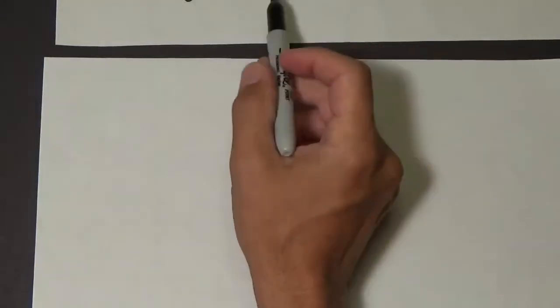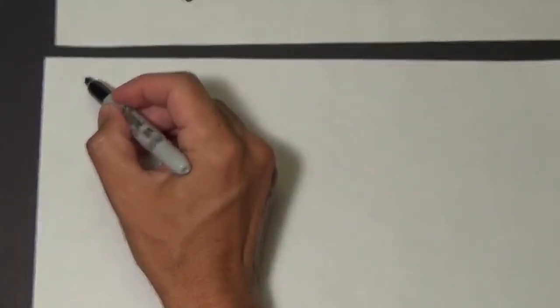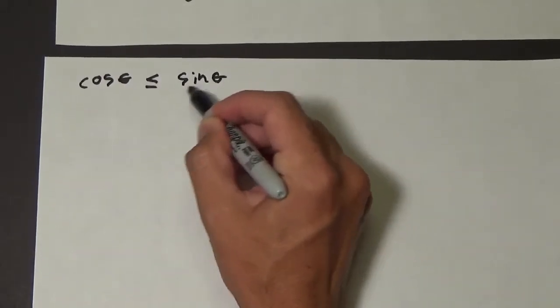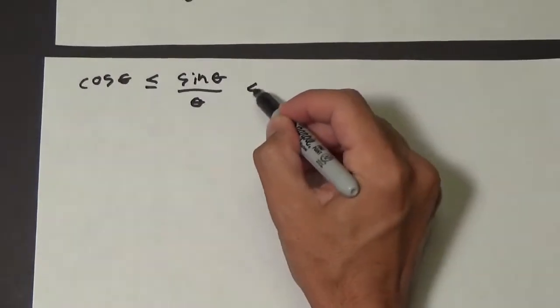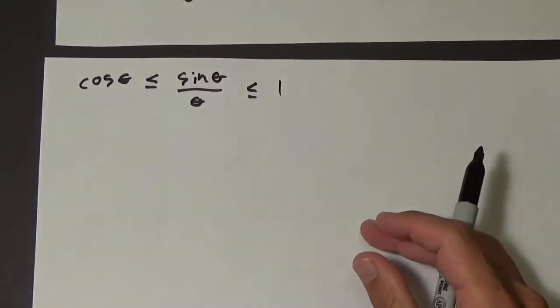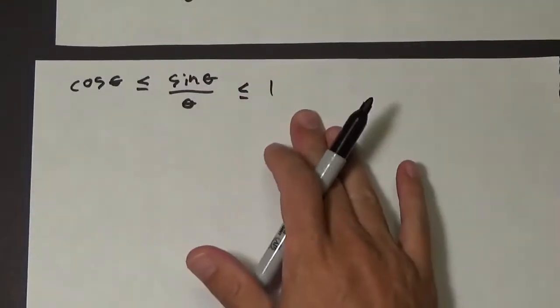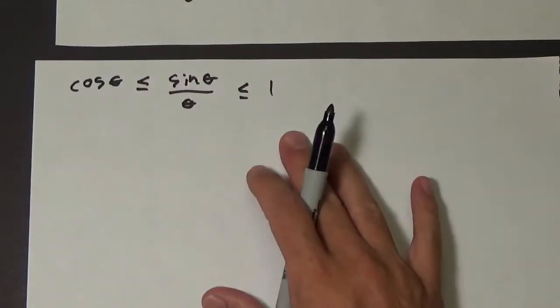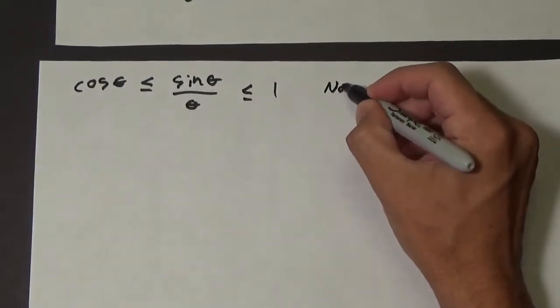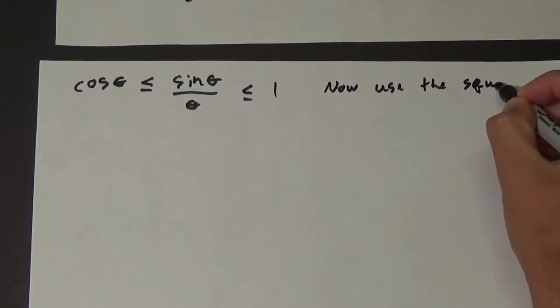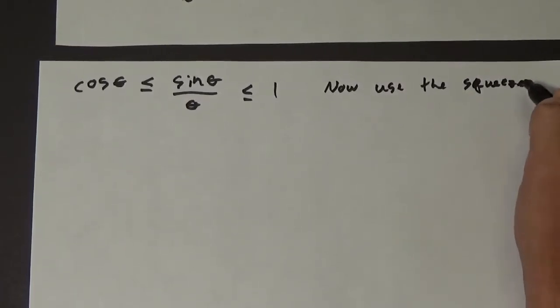Okay, so we have this information, and I'm going to switch this around. So I'm going to move this to be the cosine of theta is less than or equal to the sine of theta over theta, which is less than or equal to 1. All right, so we went through this whole process, and we now have this, and this is set up for the squeeze theorem. So now use the squeeze theorem.